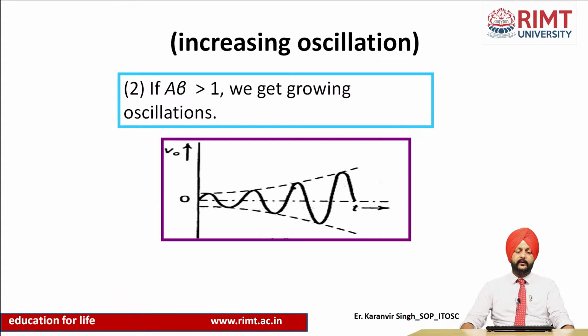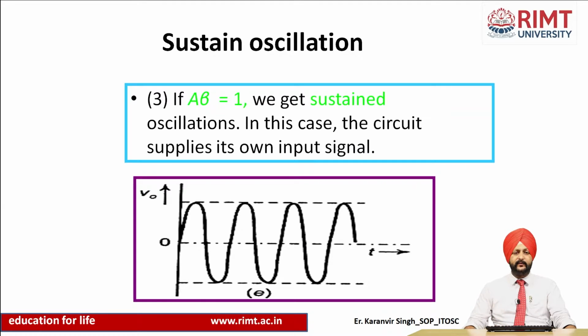For the second case, the oscillation is going to increase only when the A beta factor is greater than 1, and in this case we can see that the oscillation is going to increase when loop gain is greater than 1. And the third case is sustained oscillation. Whenever the value of A beta is equal to 1, we will get sustained oscillation. In this case we can see from the figure that the circuit supplies its own input signal with respect to time.